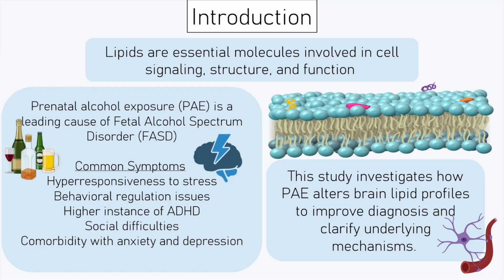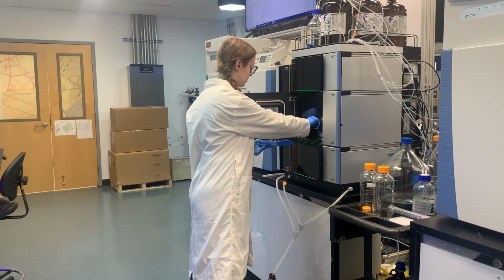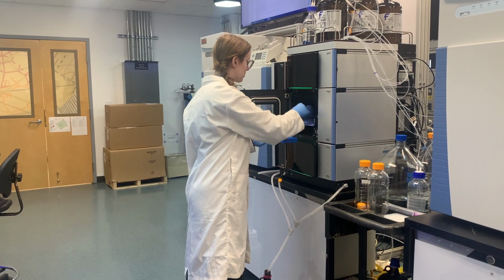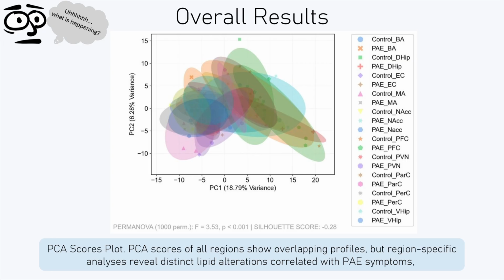Lipids were extracted using a modified Folch method. Untargeted lipidomics was performed using LC-MS, and the data was processed using LipidQuest. I first compared all control and PAE samples for 10 different brain regions. Multivariate analysis shows that all brain regions have overlapping lipid profiles, but region-specific analysis reveals distinct disease alterations.